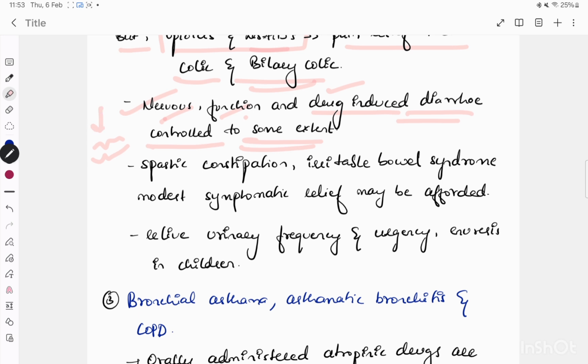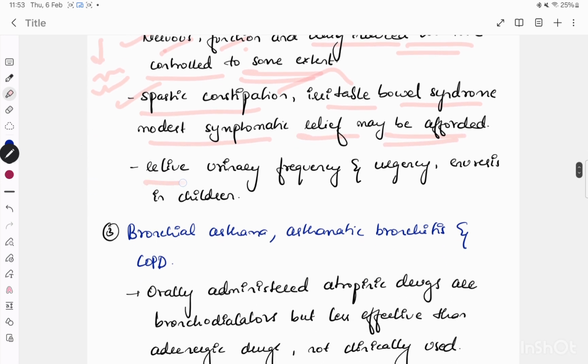There is relaxation of all these intestinal muscles, so constipation may occur. I had told you, right? So in diarrhea we give atropine because it causes constipation. In spastic constipation and irritable bowel syndrome, it can give some modest symptomatic relief. It relieves urinary frequency and urgency, and enuresis in children.